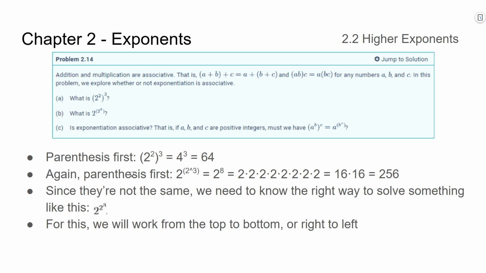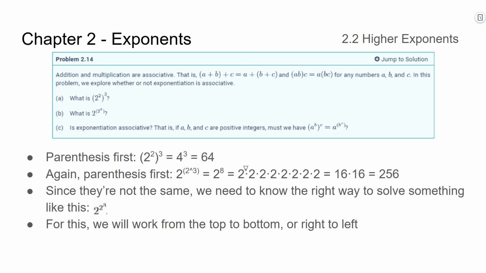All right, so now we'll try for b. Again, we do the parentheses first. So 2 to the 3rd is going to be 8. 2 times 2 times 2. Don't accidentally say 6. It's not 2 times 3. It's 2 times 2 times 2. So that's going to be 8. So it'll be 2 to the 8th.